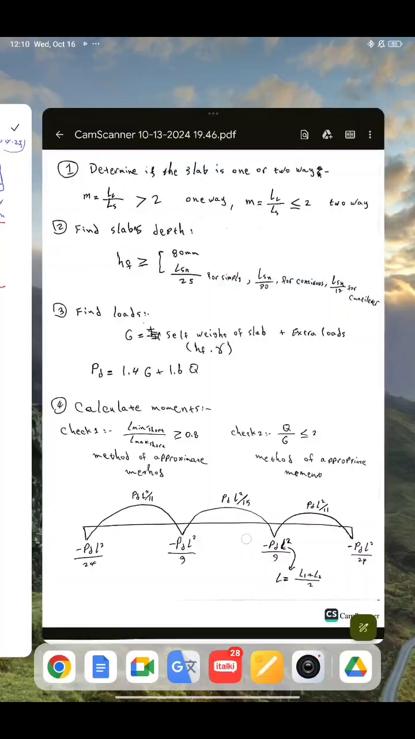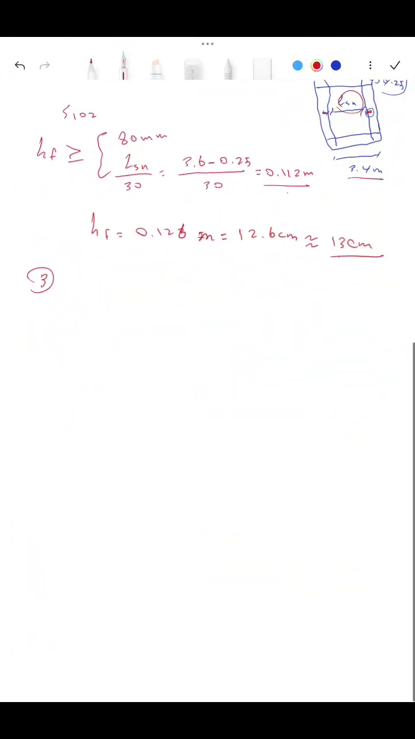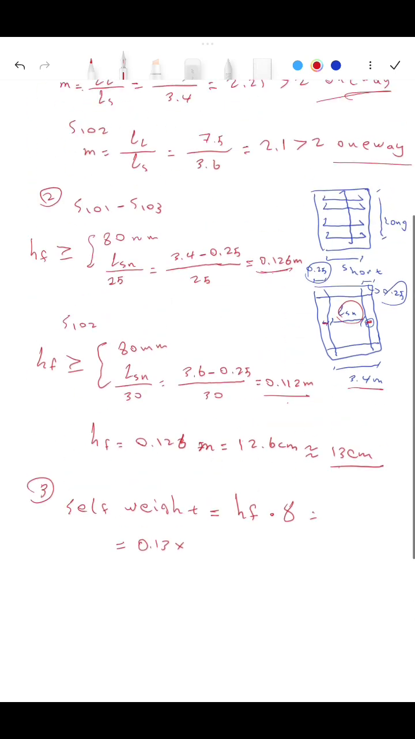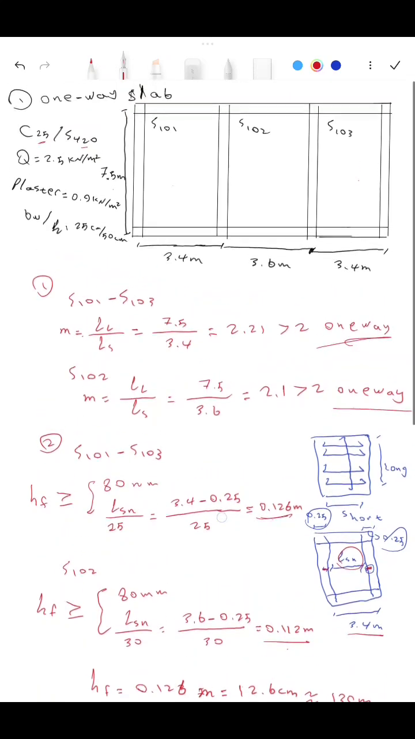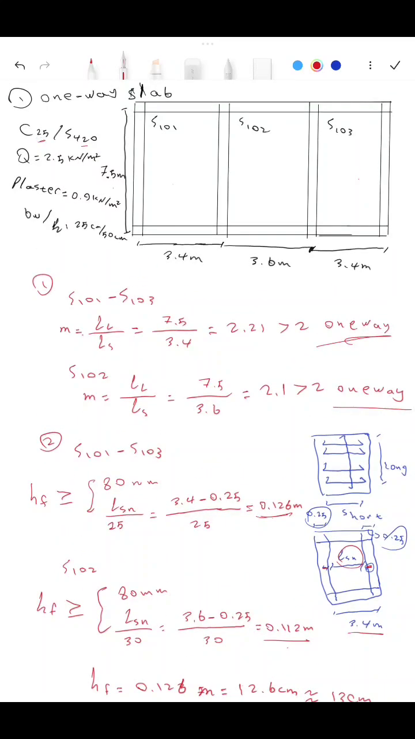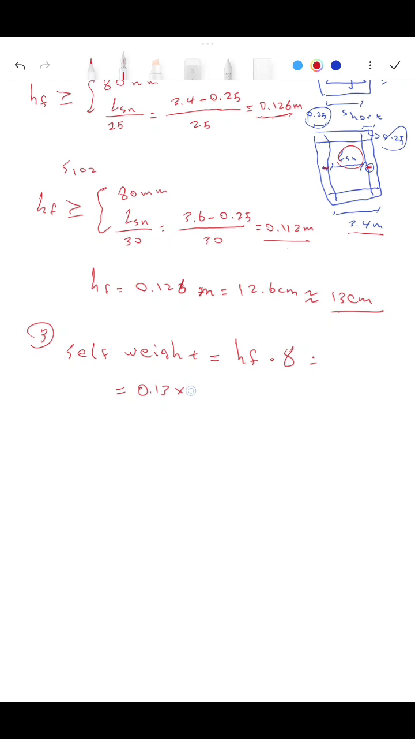Okay, we will start solving this point. First of all, we need to define the self weight. Self weight equals HF times lambda. HF equals 13, so we will consider it in meter, 0.13, times lambda or gamma, which is 25, for the type of concrete. So 25, the compressive strength, this means the compressive strength of the concrete is 25. They might give it to you in the question, telling you that it's 25.